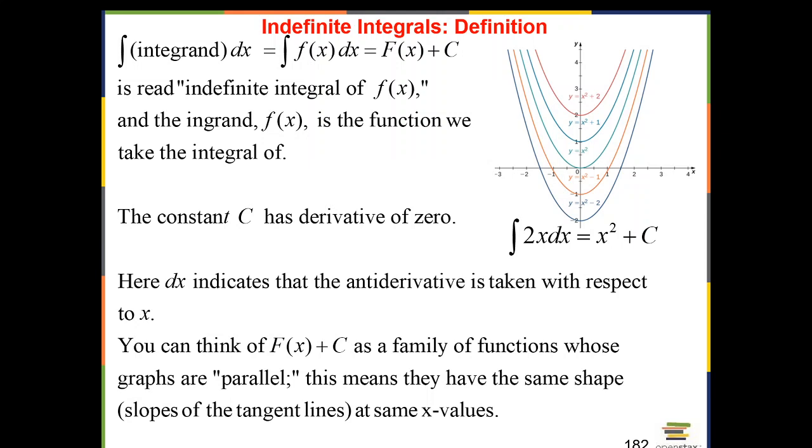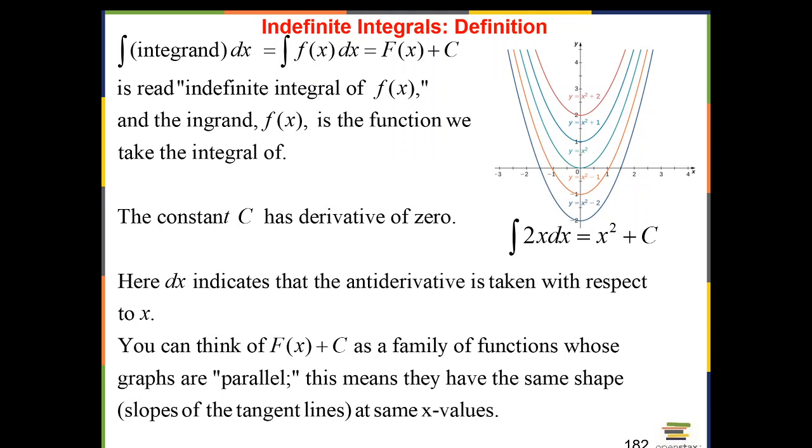And we talked about this already. The dx indicates that the antiderivative is taken with respect to x. The constant c, which has a derivative of 0, is called the constant of integration. And that's how you read it: the indefinite integral of f of x, right? And the integrand is the stuff inside here.